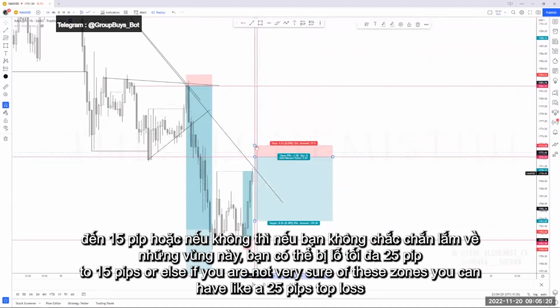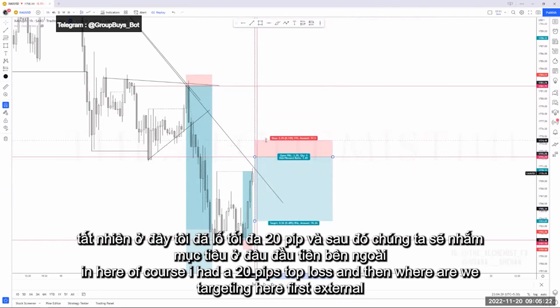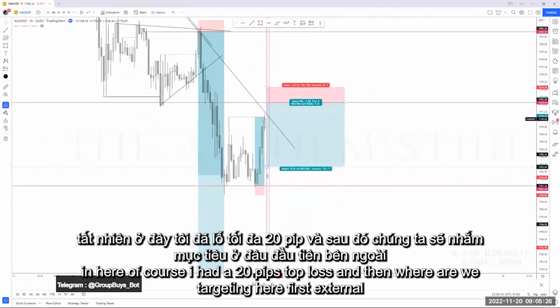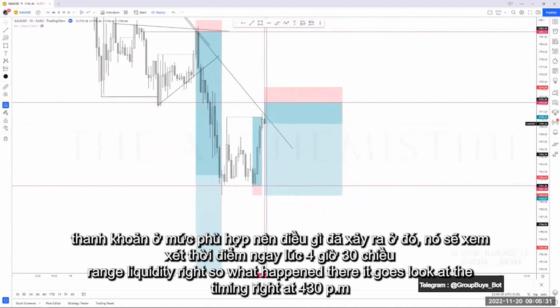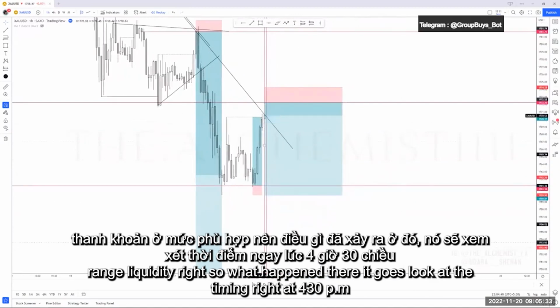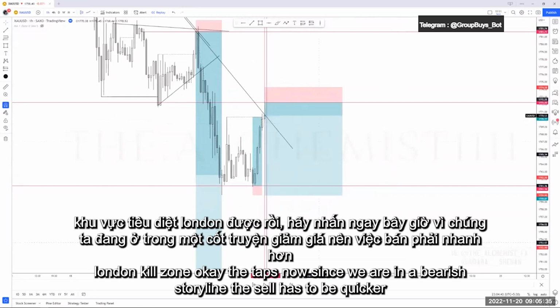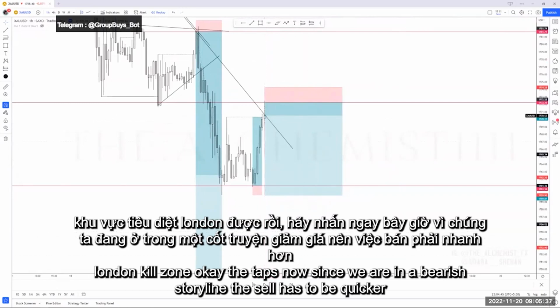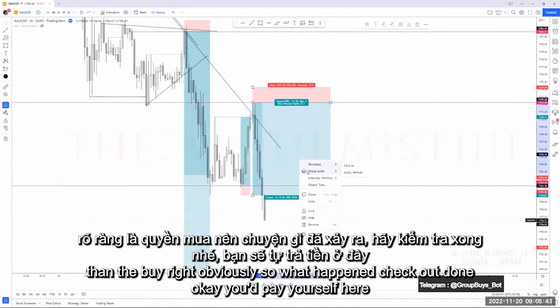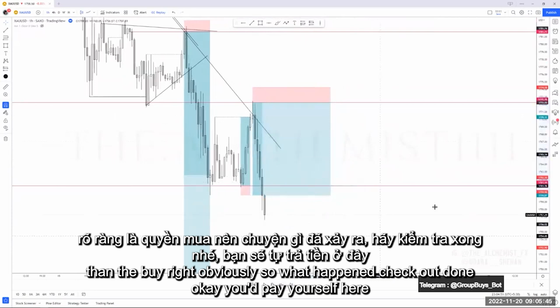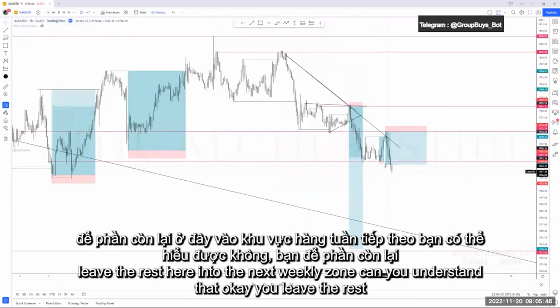Stop loss can go above these wicks if you want to, 15 pips, or else if you are not very sure of these zones, you can have like a 25 pip stop loss. In here, of course, I had a 20 pip stop loss. And then where are we targeting? Here first, external range liquidity, right? So what happened? There it goes. Look at the timing, right at 4:30 p.m. London kill zone. Okay, so taps. Now, since we are in a bearish storyline, the sell has to be quicker than the buy, right? Obviously. So what happened? There it comes. Done.